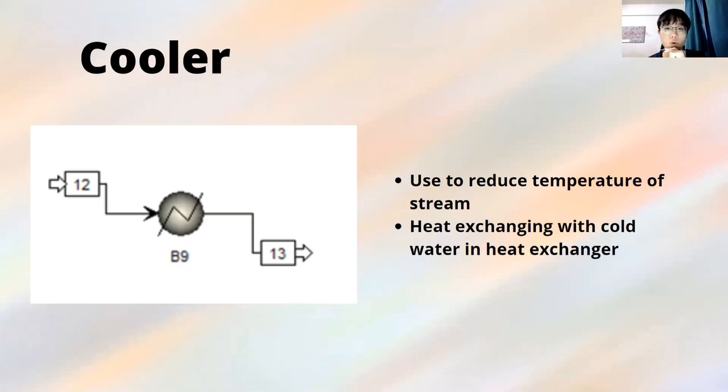The next one is the cooler. Cooler is used to reduce the temperature of the product stream by exchanging heat with cold water. A heat exchanger type cooler is used in this plant to save operating costs, since water is a cheap source of coolant, which has high heat capacity and achieves the same degree of cooling compared to other coolants.